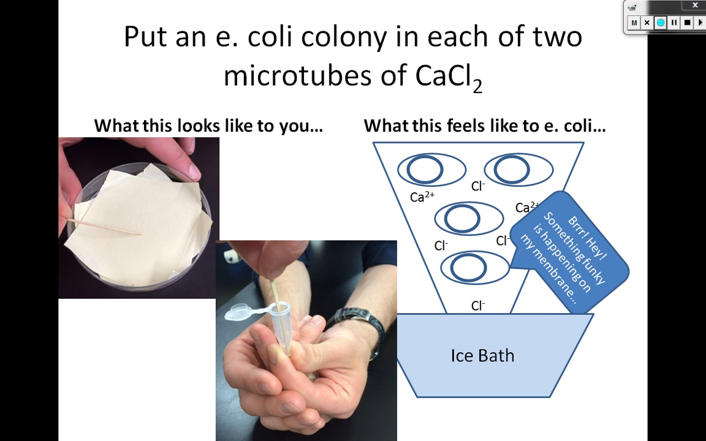And what the calcium chloride does is it creates some charges, the positive charges on the membrane of the E. coli so that the membrane doesn't repel the DNA and or the plasmid that we add, which is DNA. But remember, DNA is negatively charged, so if we have some positive charges on the membrane, then the positives and the negatives will attract each other.